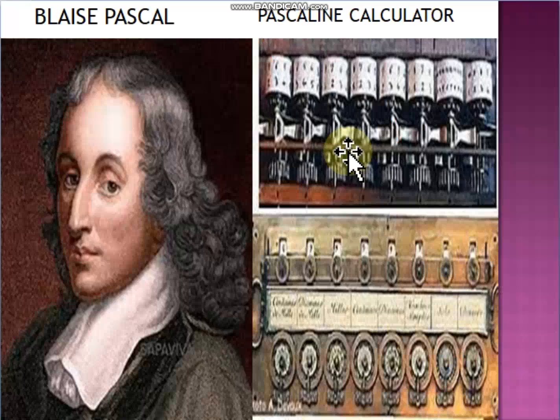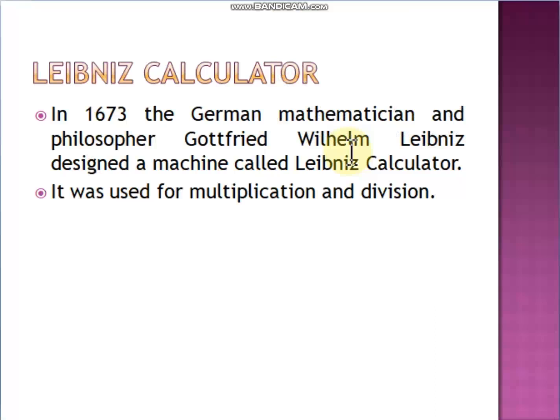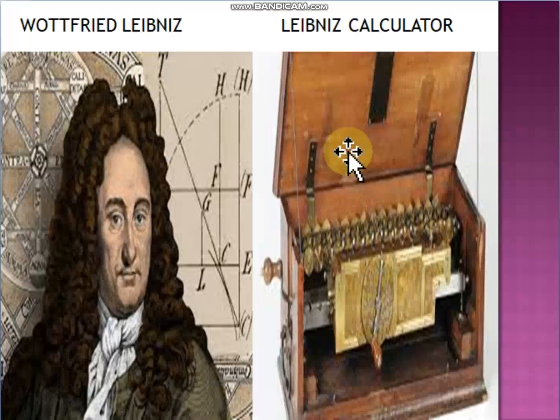Okay, moving ahead, we have Leibniz calculator. So Leibniz calculator was introduced by Gottfried Wilhelm Leibniz, and this machine was used for multiplication and division. Let me show you the picture. So this is Gottfried Leibniz, and on the right side you see Leibniz calculator. So see how it was constructed of some rods and there was some clock, and it was used for addition and subtraction. So again, see, till that time the computers that we see today were not introduced.